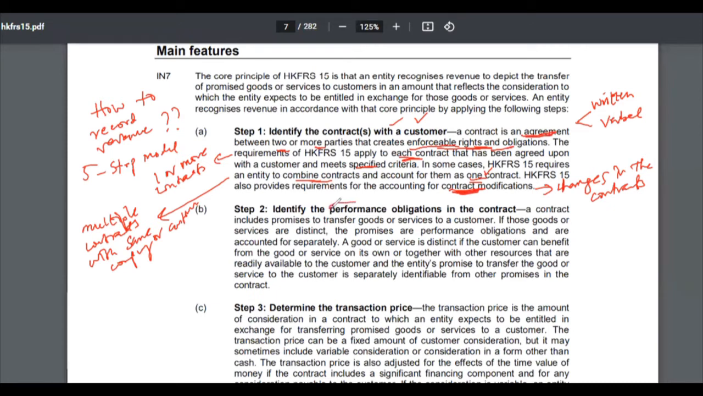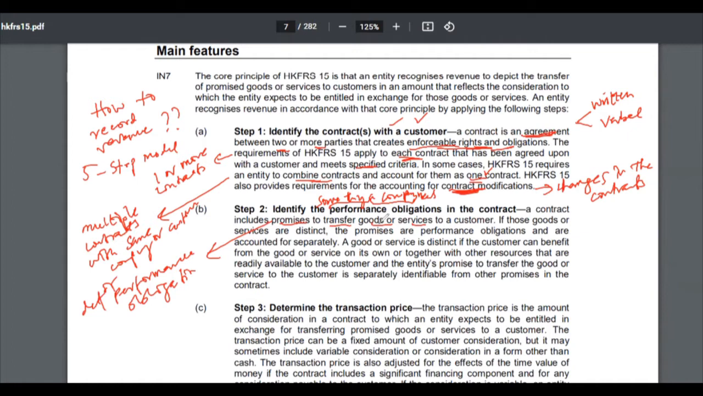Step 2 is identify the performance obligations in the contract, right? So what is a performance obligation? Something that a company needs to do, right? So a performance obligation in standard terms is that a contract includes promises to transfer goods or services, right? This is the definition of performance obligation.